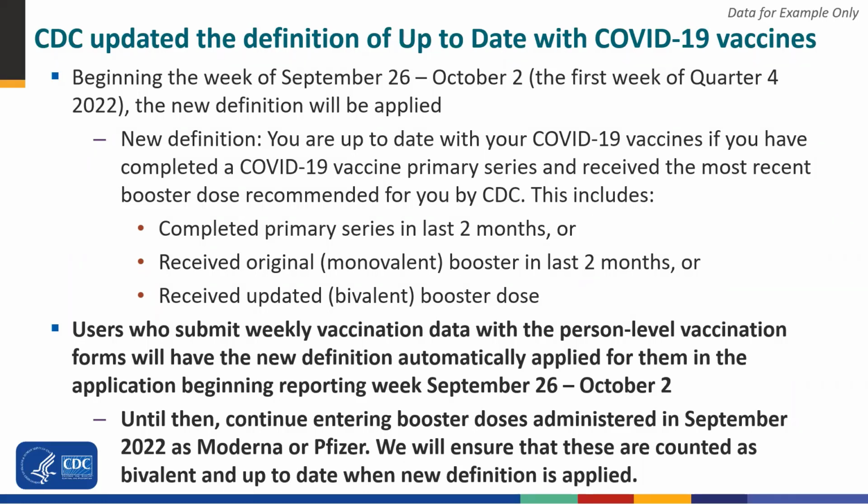So all through September, you'll just enter your vaccine information as normal. We know that right now there's not a way for you to check whether or not doses provided in September are the monovalent or bivalent, but we'll be able to do that and apply the definition behind the scenes. Anything you want to add there, Hannah?